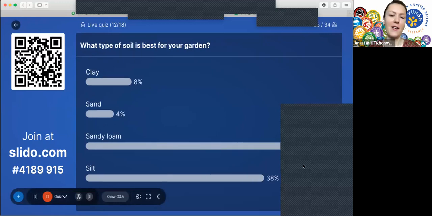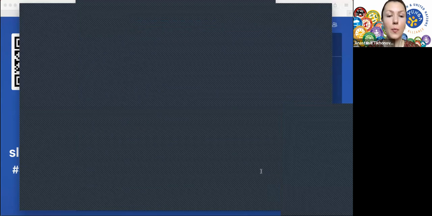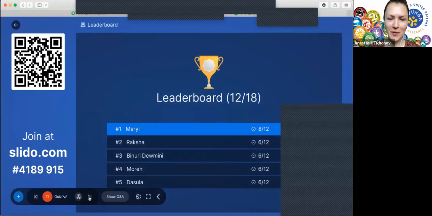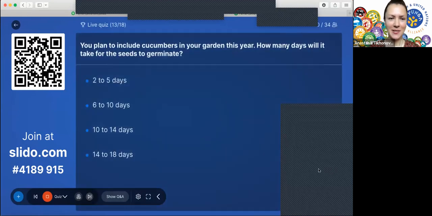Okay, half of you think it's sandy loam, and you are correct. So sandy loam is the best type of soil for gardening. If your soil has too much sand or clay, you can mix it with compost before planting your plants or seeds. Meryl is keeping her first place. And let's go to the next question.